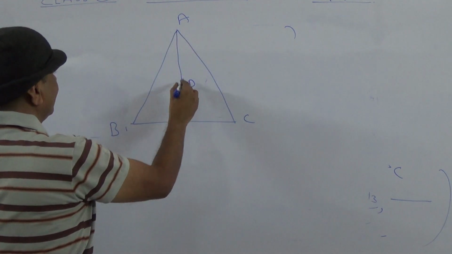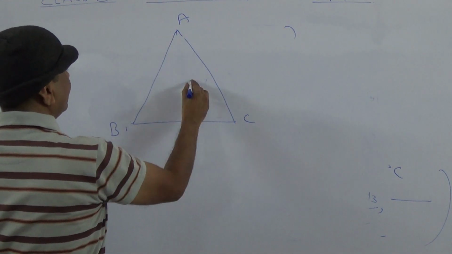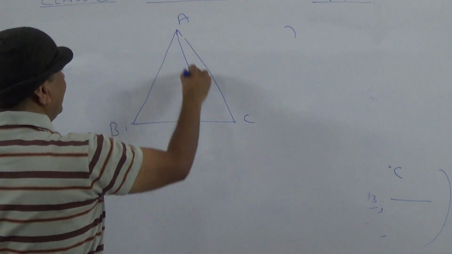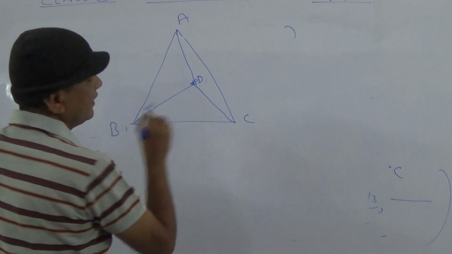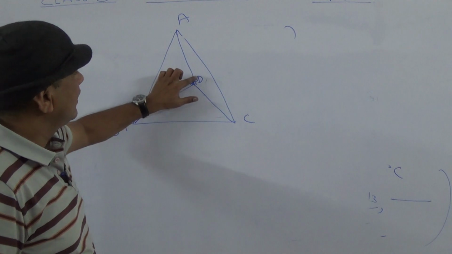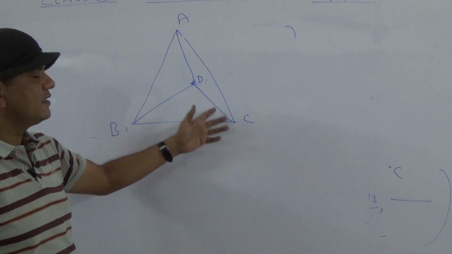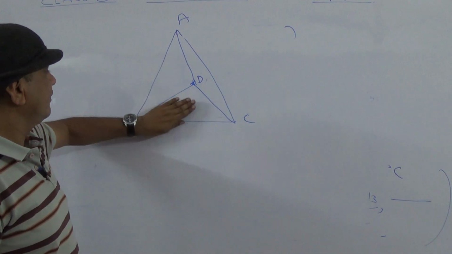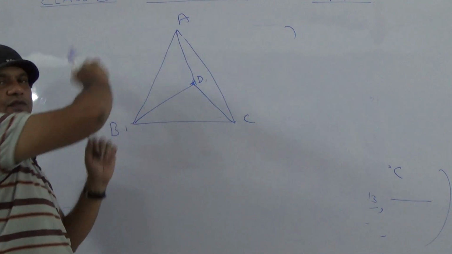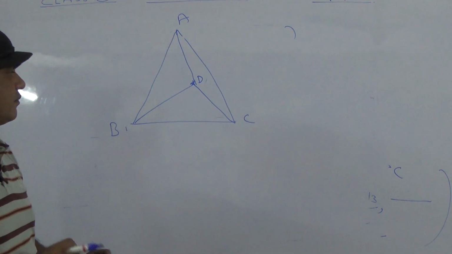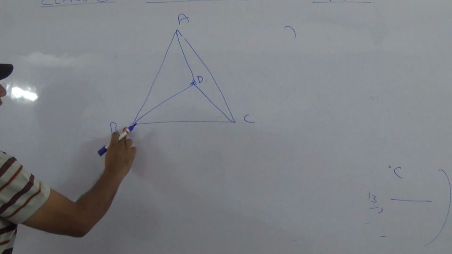Now AD, BD and CD. This is called a tetrahedron. A tetrahedron has 4 vertices and 4 faces: face 1, face 2, face 3 and face 4, and 4 triangles.